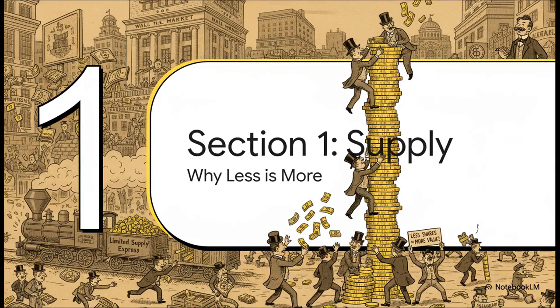Okay, so let's tackle the first half of that law, supply. When we're hunting for those real superstar stocks, it turns out that less is almost always more. The number of shares a company actually has out there for people to trade is a critical piece of the puzzle that, honestly, most investors just completely overlook.